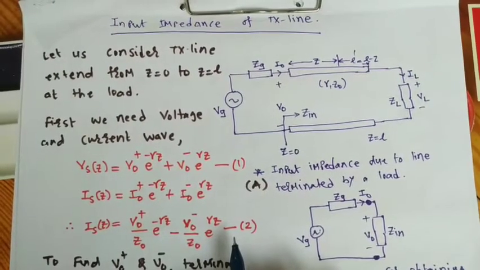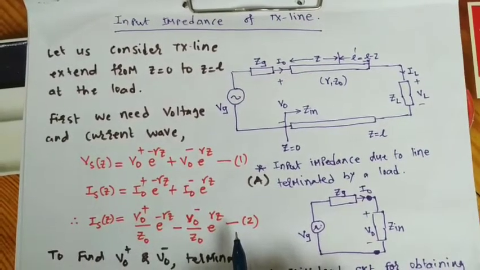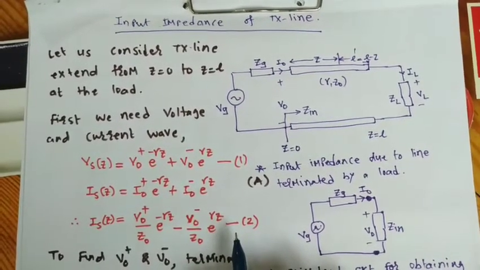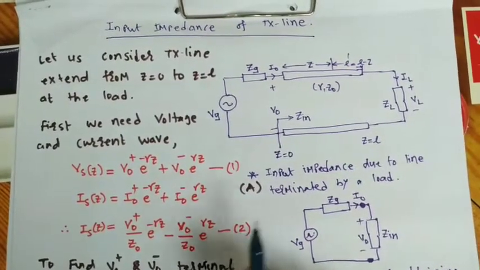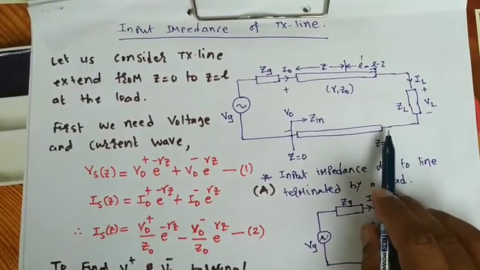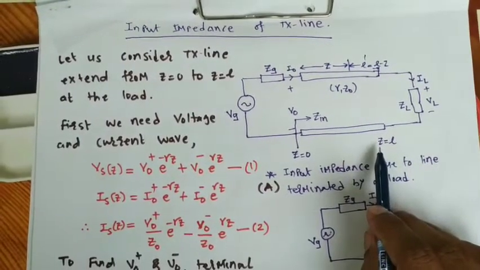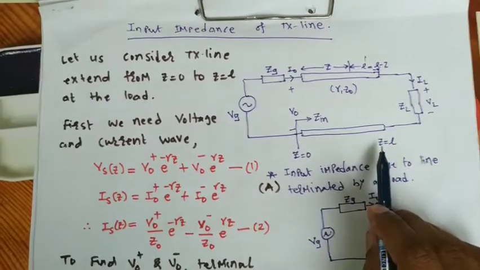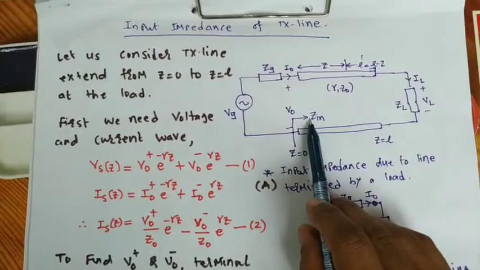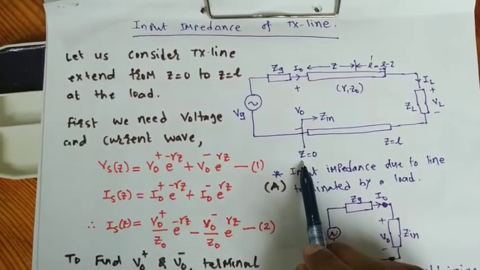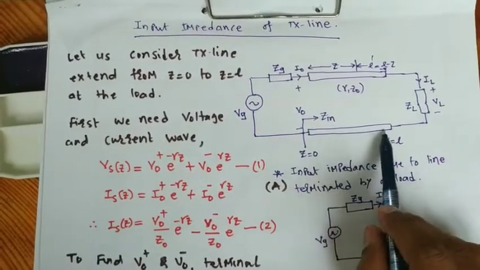So let us now in this class derive the different relations to obtain the input impedance at any point on the line. Let us consider the transmission line extended from 0 to L at the load. It means that the total length of the transmission line is equal to L, and our objective here is to find out the input impedance Zin at Z equal to 0, at Z equal to L, and at any point on the line.